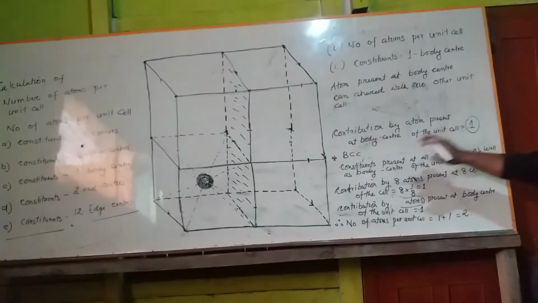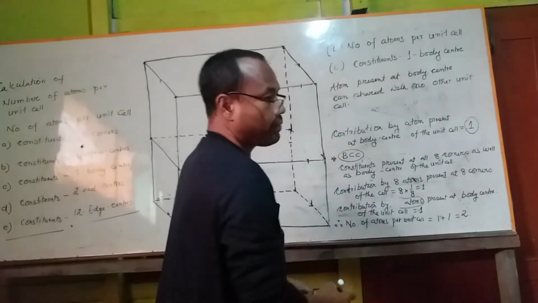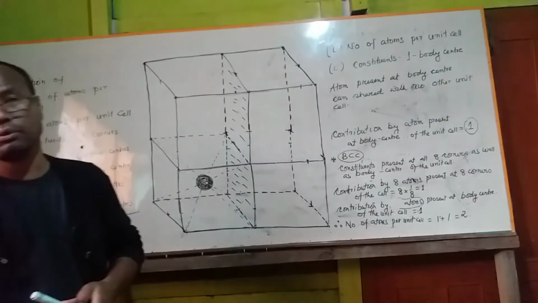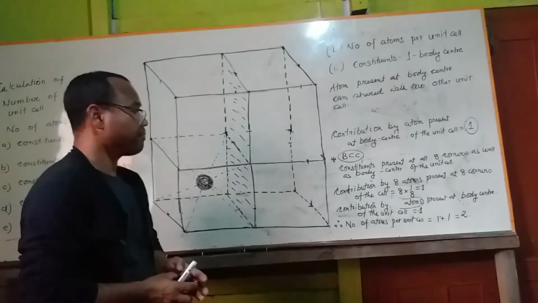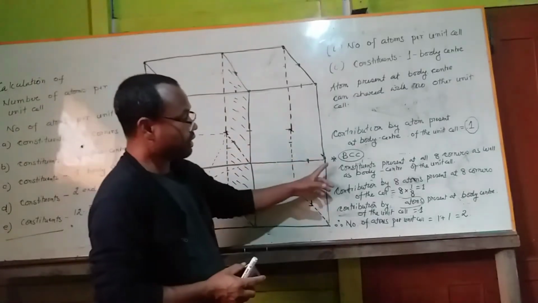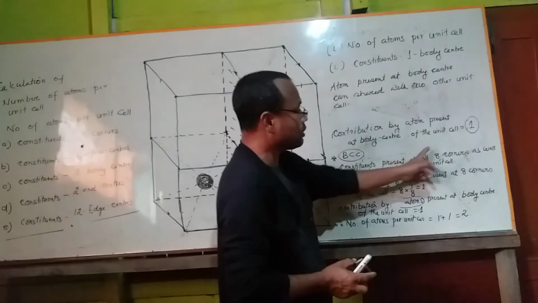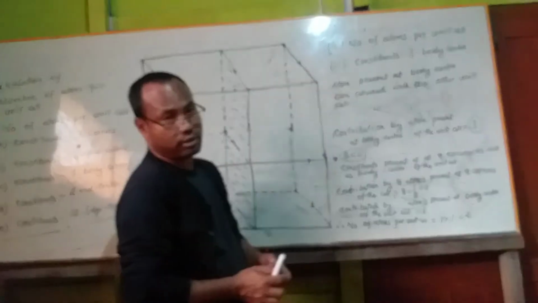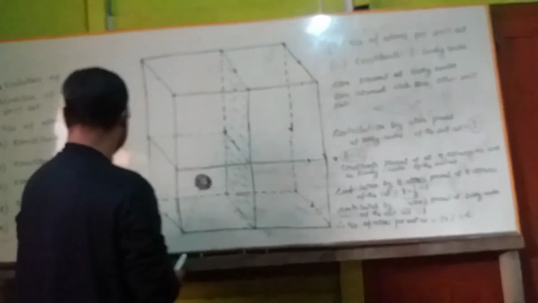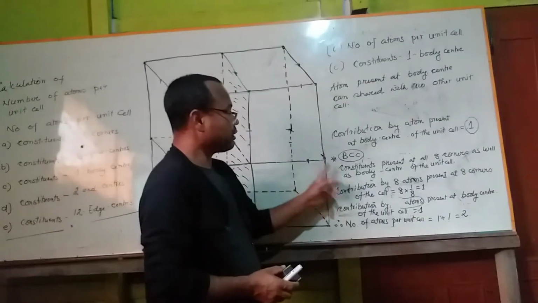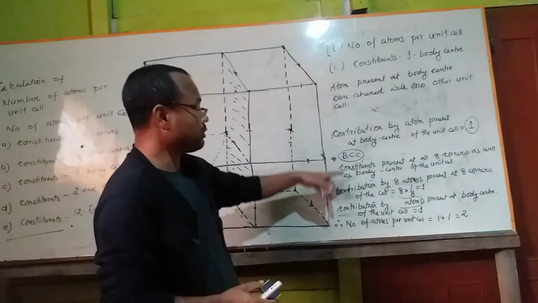Now here is the third type of unit cell, that is the BCC. What is the full form of BCC? That is the body center cubic crystal, or body center unit cell, simply we can say. Now, what was the BCC? As I mentioned before, constituents are present at all the corners, how many? 8 corners of the unit cell, as well as the body center. How many body centers? We know only one body center. So when the constituents are present at all the 8 corners as well as the body center, how many atoms per unit cell are there in the BCC?